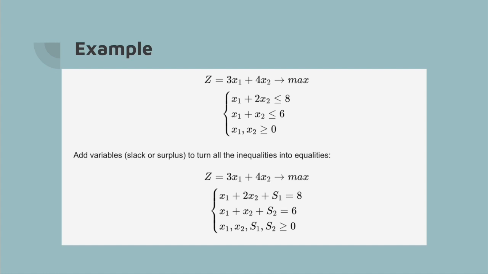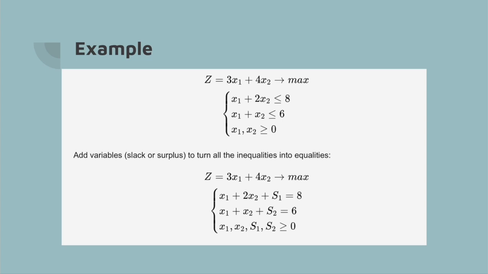In this example, which is a maximization problem again, we want to maximize z by choosing the right x1 and x2. However, this equation is subject to the following constraints, where x1 plus 2x2 should be less than or equal to 8, and x1 plus x2 should be less than or equal to 6. And also we have the non-negative constraint where x1 and x2 should be greater than or equal to 0.